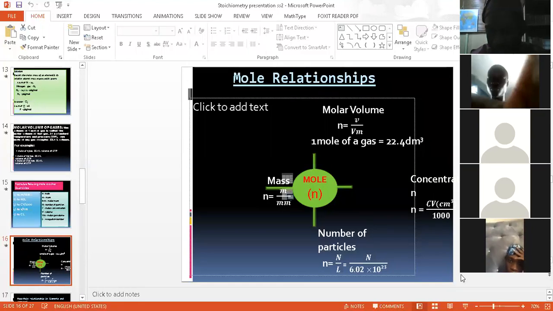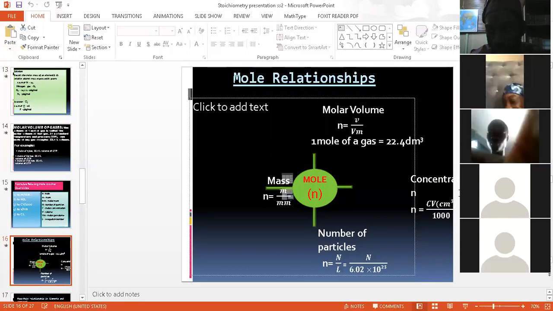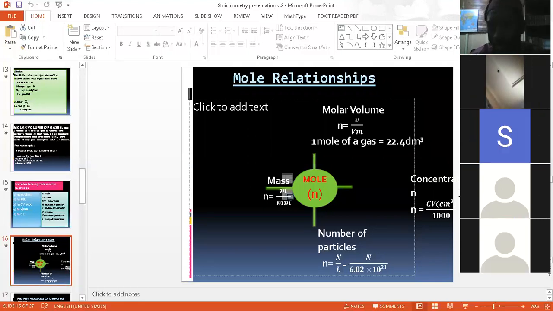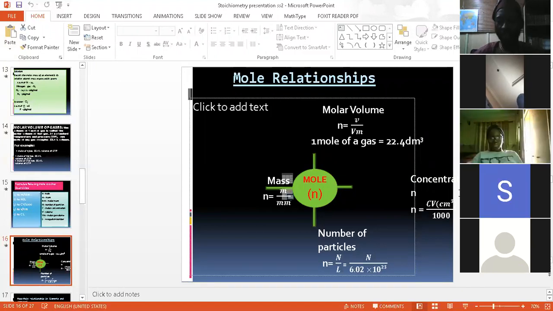God. Mass mole relationship. You use this formula. My leg. Hamid. You're disturbing the class. Okay.